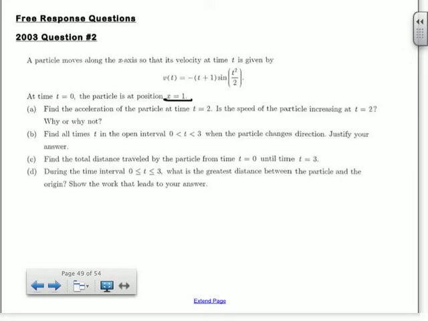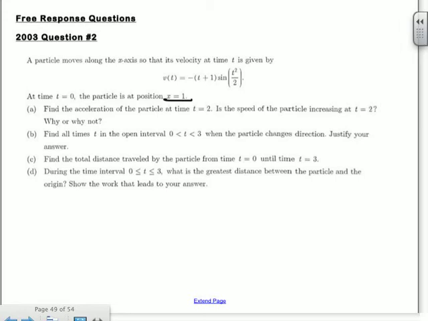All right, so A says find the acceleration of the particle at time 2. Is the speed of the particle increasing at t equals 2? Why or why not? Okay, so the acceleration, how is that related to velocity? So we're going to have v prime of t. Okay, so v prime of t, you can actually take the derivative of this. But since we were asked at 2 anyway, what else could you do?